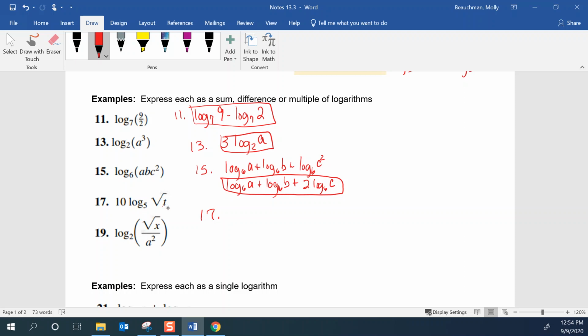The square root of t is to the power of a half. And then we have this 10 in the front, which means I can take that and multiply it up at the power. So I'm going to take log base 5, the square root of t is t to the power of a half, and I'm going to take that power and raise it to the power of 10.